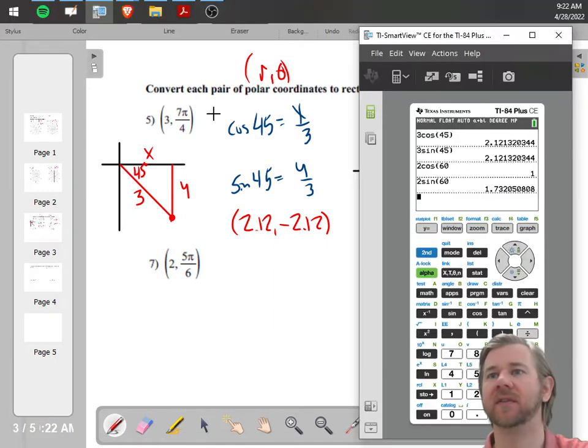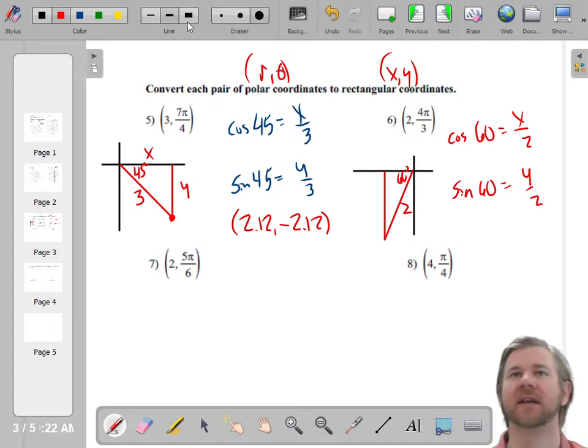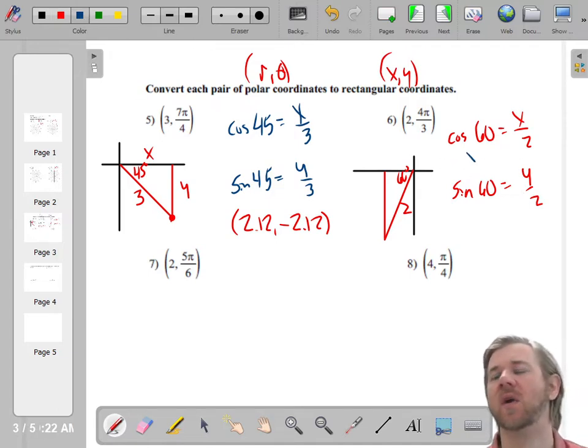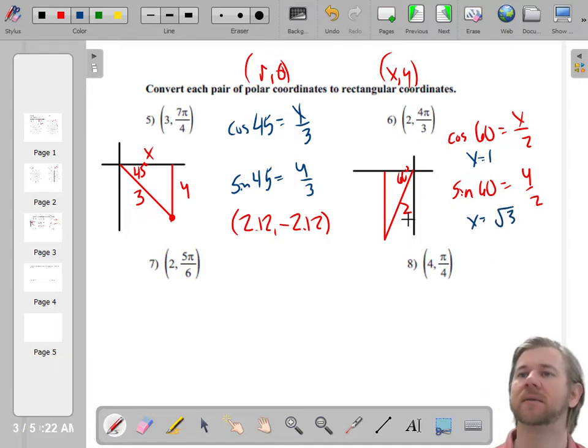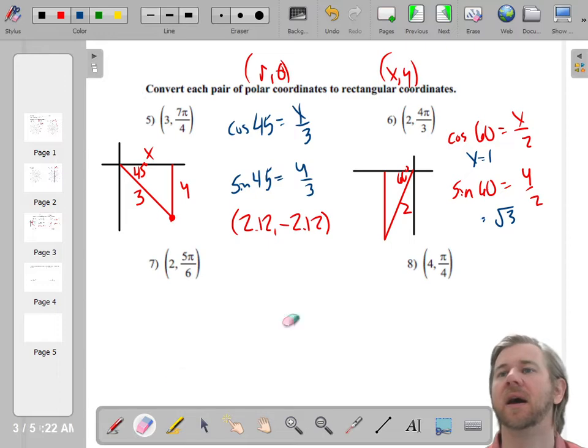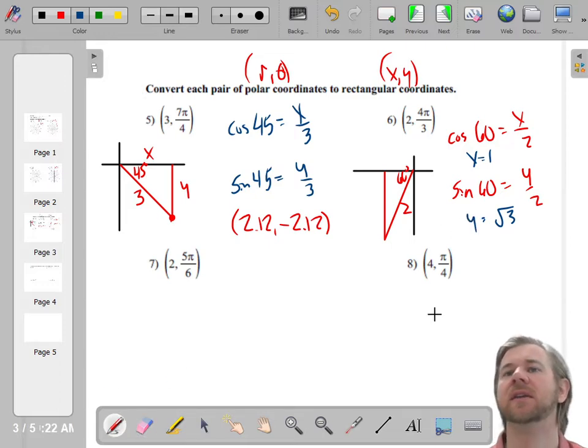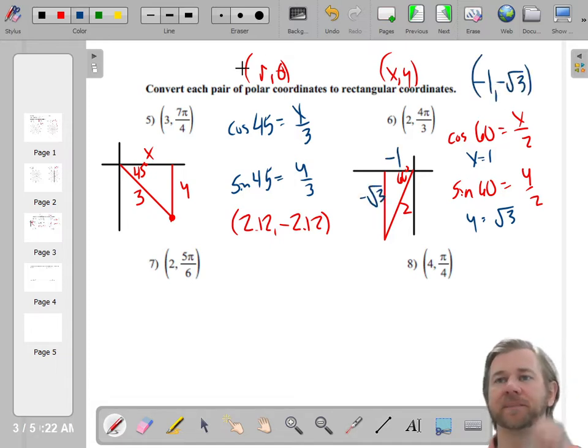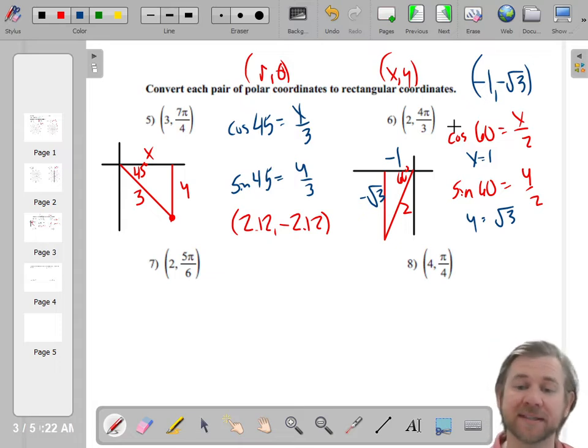So when you have the sine of 60, you know that the sine of 60 is radical 3 over 2, you just end up crossing out the 2. So this is 1, and this is radical 3. But that's not the x and y yet. Since you are in the third quadrant, they're both negative. So it's negative 1, negative radical 3. Because you're in the third quadrant, you have to pay attention to the signs.